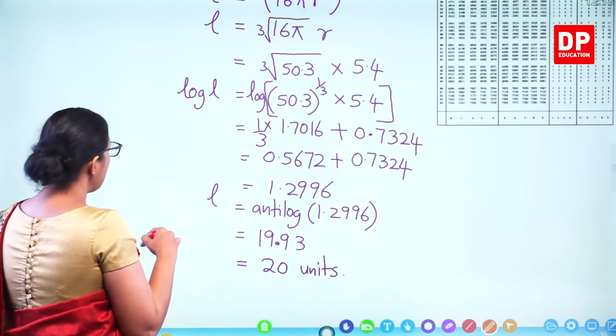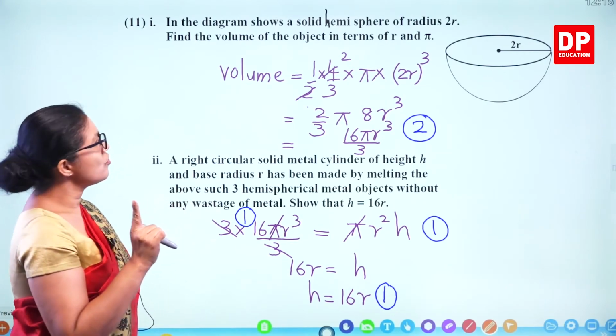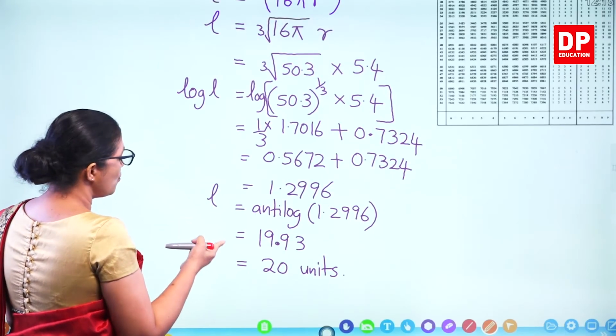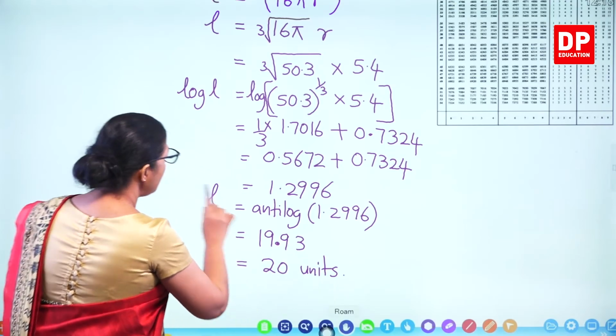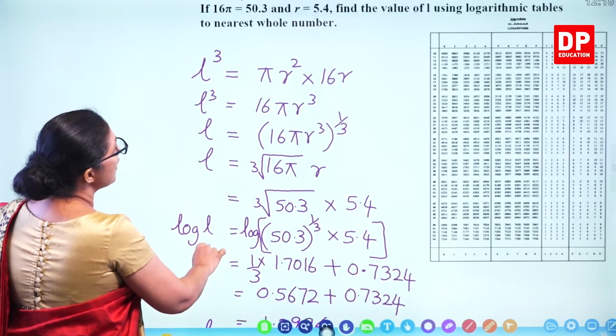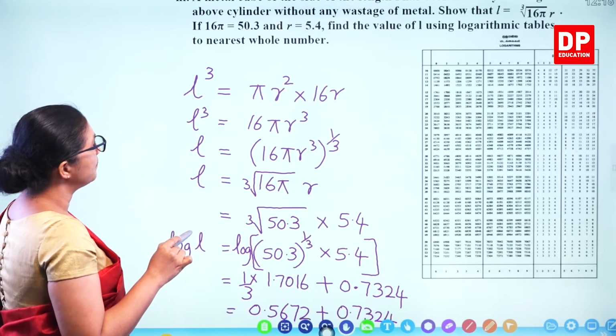So we'll check whether we have the units. No, it's not given in centimeters or so. You have to use units. So 20 units is L. So that's the last part. Find the value of L using logarithmic tables to the nearest whole number.